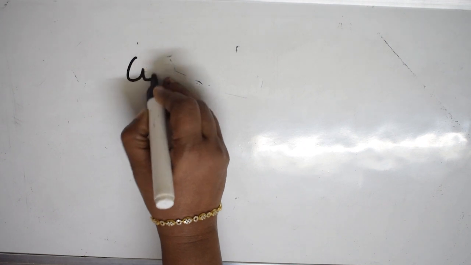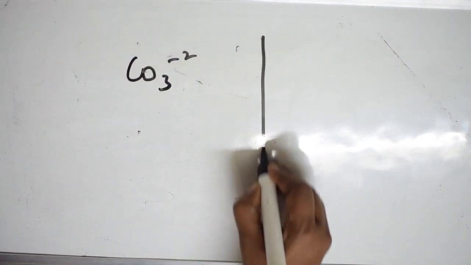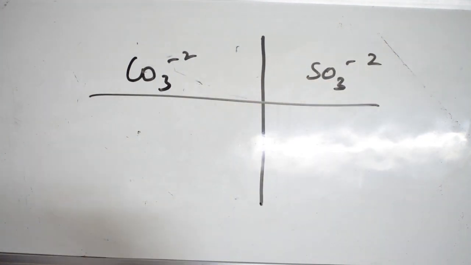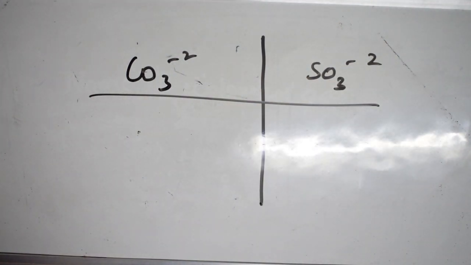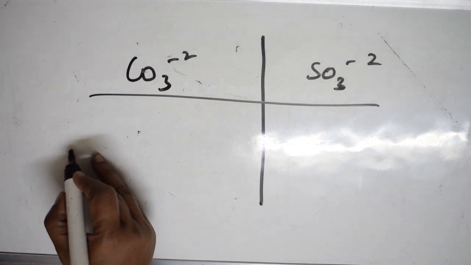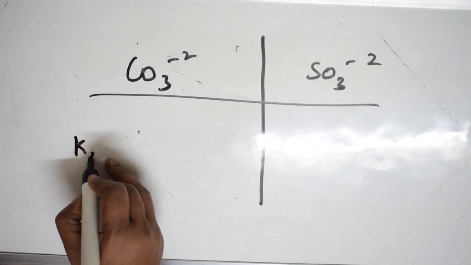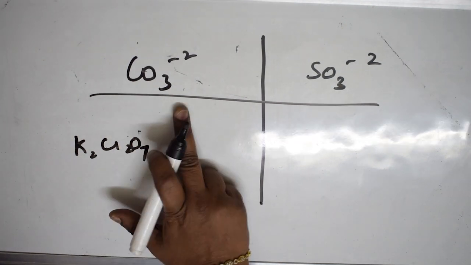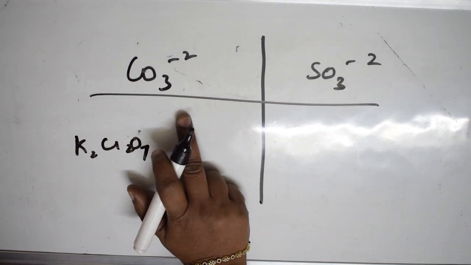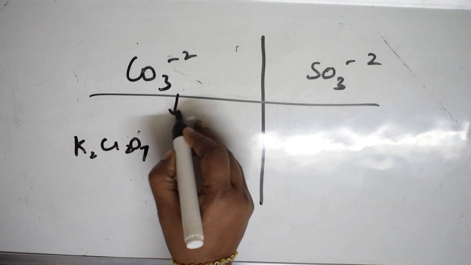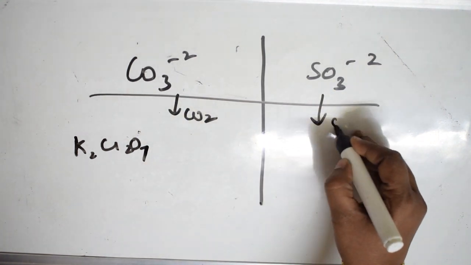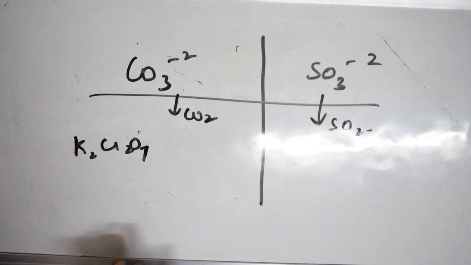Suppose they ask you how to differentiate CO3 2- and SO3 2-. Simple, tell me one common test. First you take K2Cr2O7 in both. Suppose there is carbonate, what is the gas evolved? The gas evolved is carbon dioxide, right? If sulfite is there, what is the gas evolved? The gas evolved is sulfur dioxide, correct?